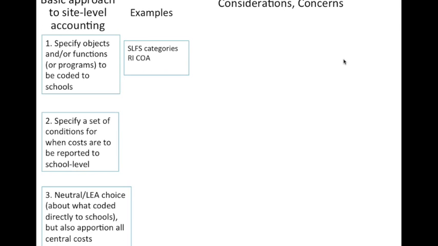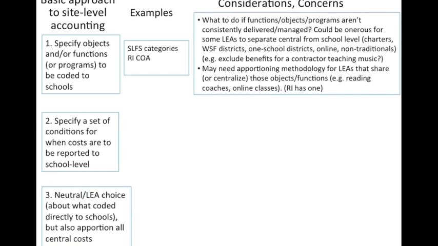And then what we've done here is put a list of considerations or concerns on the table, things you want to think about. So what to do if you have functions or objects or programs that aren't consistently delivered or managed. It may be the case that one central office, one school district, for instance, hires a special ed provider to do speech therapy and pays a flat fee. But your state has said speech therapy is a service that's delivered at the school, so code it at the school level. They may have a hard time saying, how do I parse that across the schools when I'm paying a flat fee? It could be more onerous for some LEAs to separate central from school level.